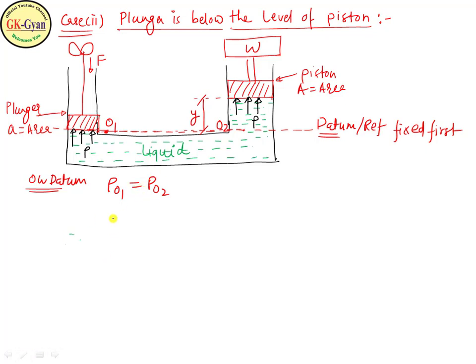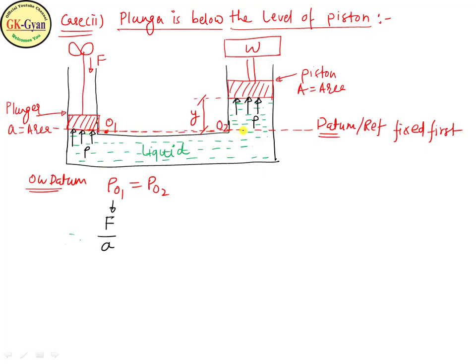We see here P0 at this point is F upon A, small a. Now moving horizontally, the pressure will be the same at this point. You are moving upward. You start from this point PO1, that is F by A, pressure.